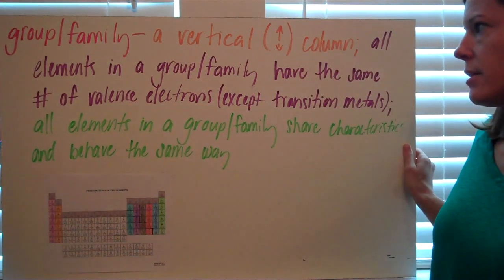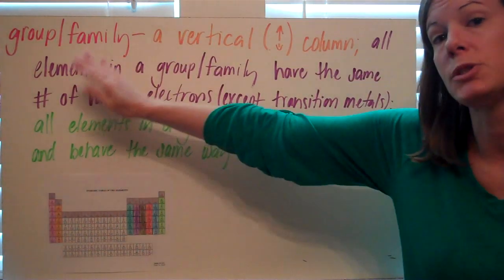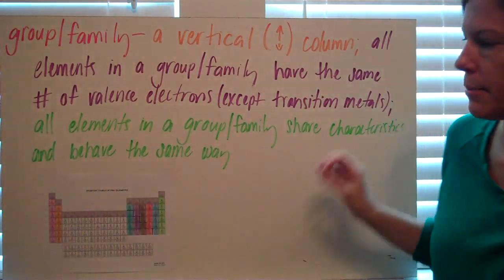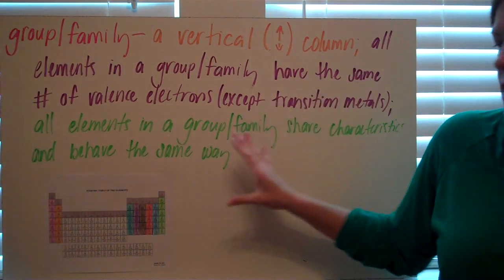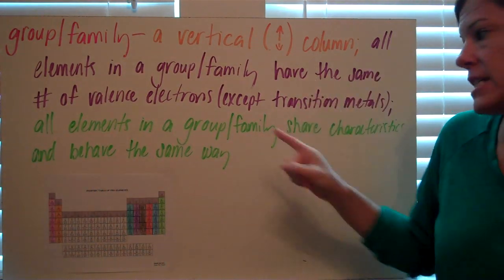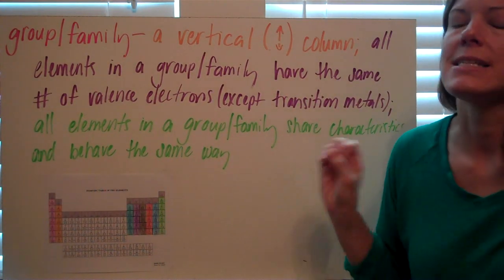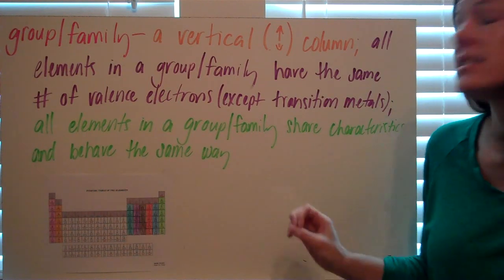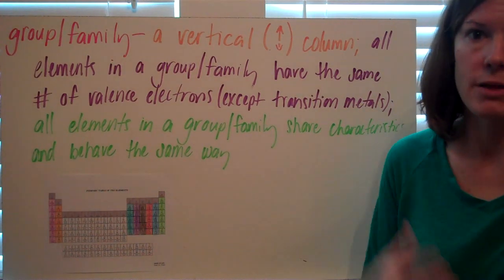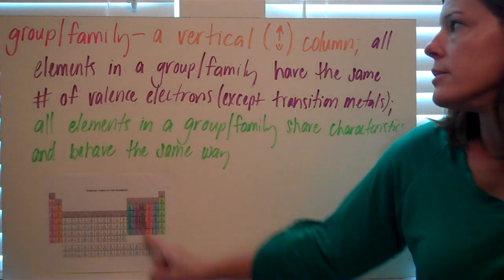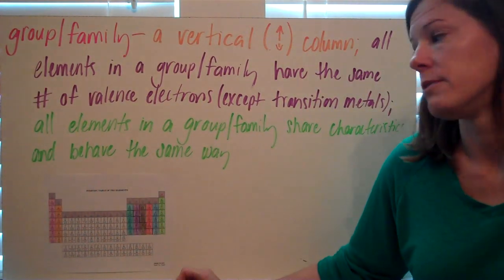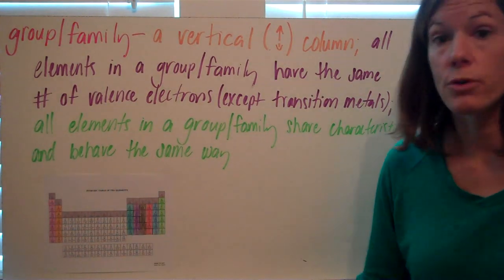The last way that we can look at the periodic table is what are called groups or families. And groups and families are the vertical columns on the periodic table. And groups and families are going to be more important than periods, because every element in a specific group or family has the same number of valence electrons. And because of that, they have the same characteristics, the same properties, they react the same way to different atoms. So the groups or families all have the same number of valence electrons, and they're the vertical columns.